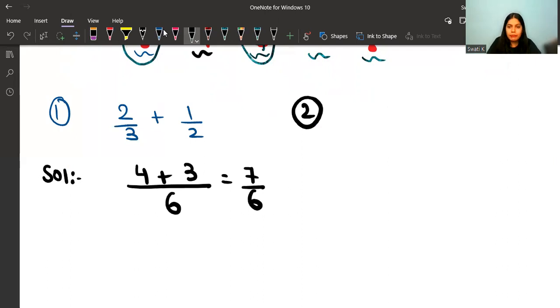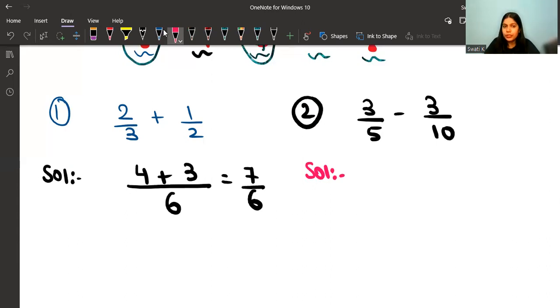Next is 3 by 5 minus 3 by 10. So you simply have to take the LCM. If you don't know how to take the LCM, I just want to tell you one more thing: the only thing that I'm doing is converting these unlike fractions into like fractions. And how can we do that? By converting the denominators to be the same. Now this is different, so they are unlike. I'll convert it into like. Now how can I do that? 5, I can make this as 10. So what I'll do? I'll multiply here by 2.